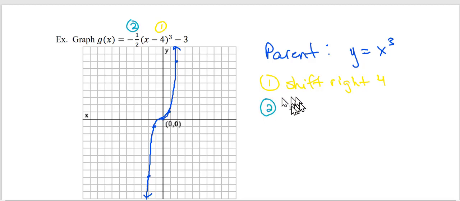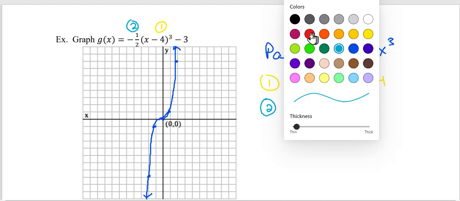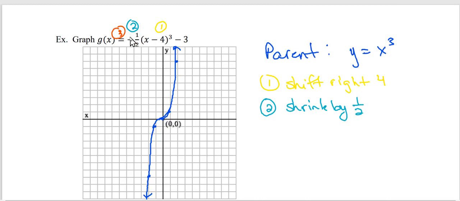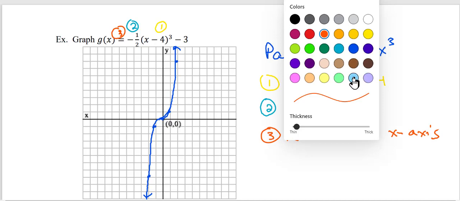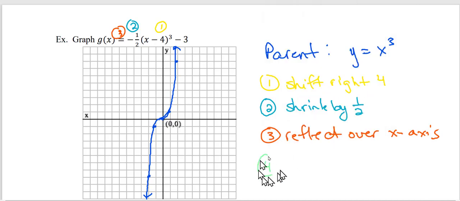Then let's go to here. I am going to shrink by 1/2. Then I have this negative, which is going to reflect over the x-axis. And then one more, this is this guy. We're going to shift down 3. Whew, this is a big one. We got a lot going on here.